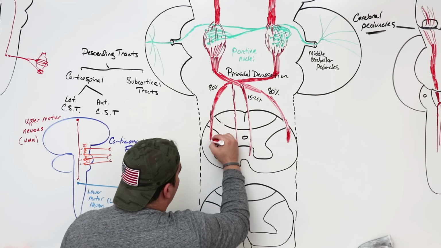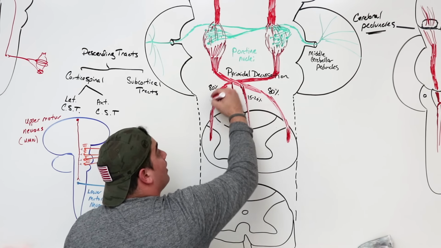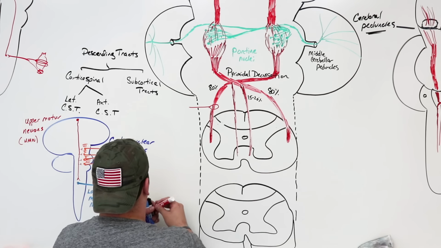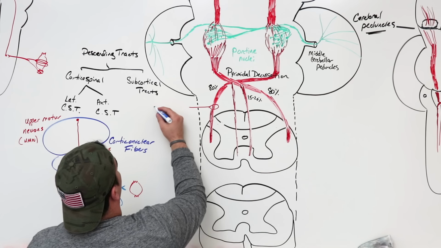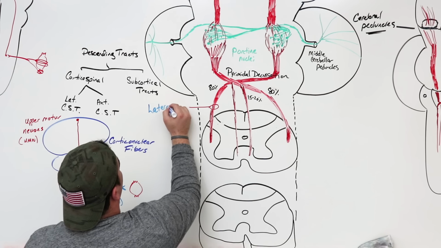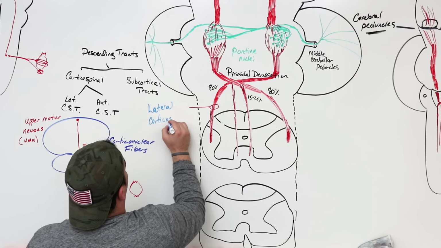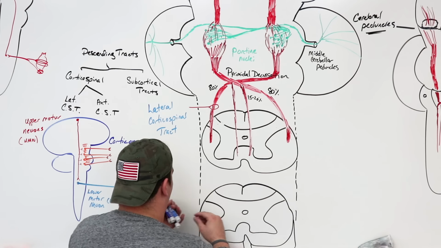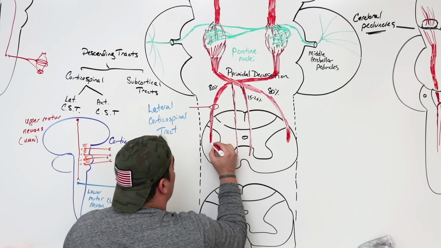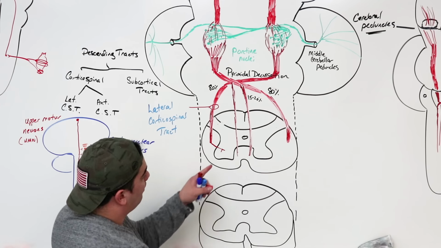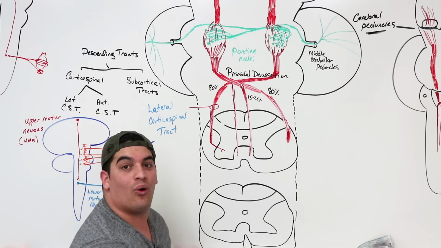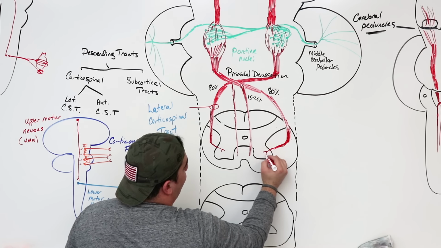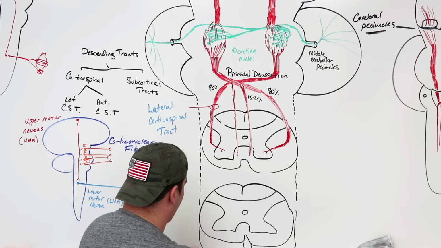Look what happens. These fibers that are coming down into the lateral white column, what do you think these fibers are called? This is called your lateral corticospinal tract. What these guys are going to do is they're going to come down into the lateral white column, and they're going to synapse on the cell bodies of the motor neurons located within the ventral or the anterior gray horn. So look at this. They're going to come over here, and they're going to synapse. When they synapse, they're going to synapse on these motor neurons.